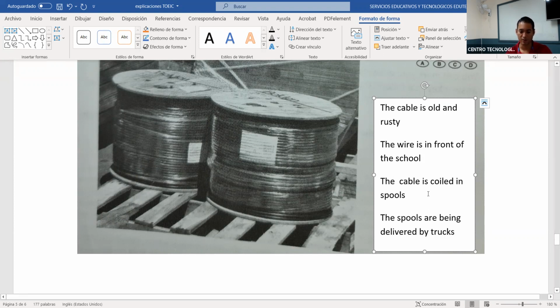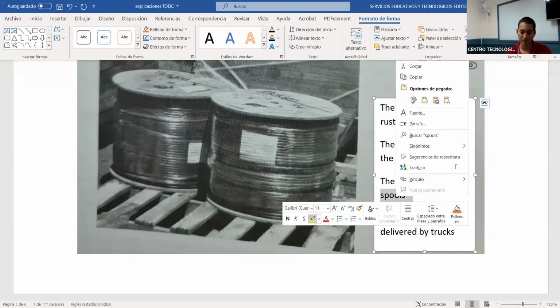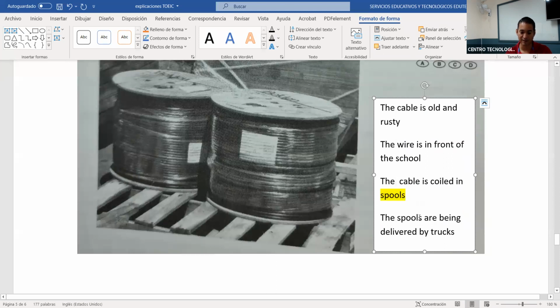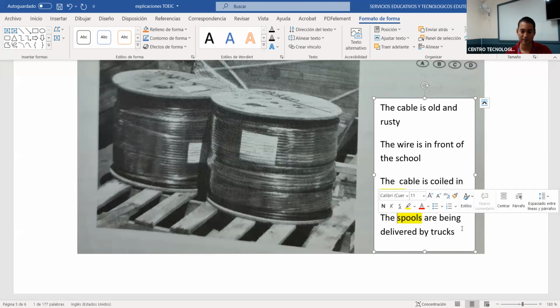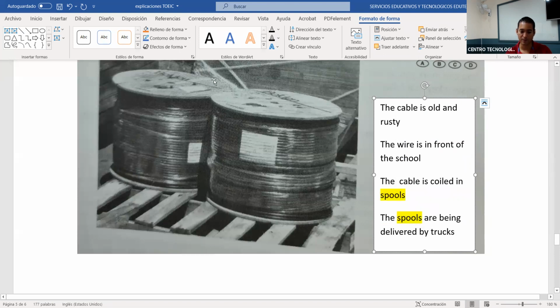Okay, so they are repeating the word spools here. So you should be careful. They're using similar sounding words. And now, if you pay attention to the context, stick to the context. Do you see trucks here? They are being delivered. Do you see that action is taking place there? No. So you need to cross that out. So that's not an option.